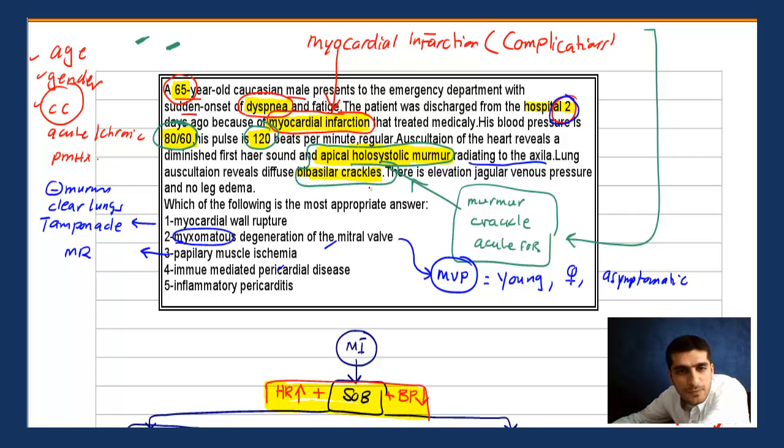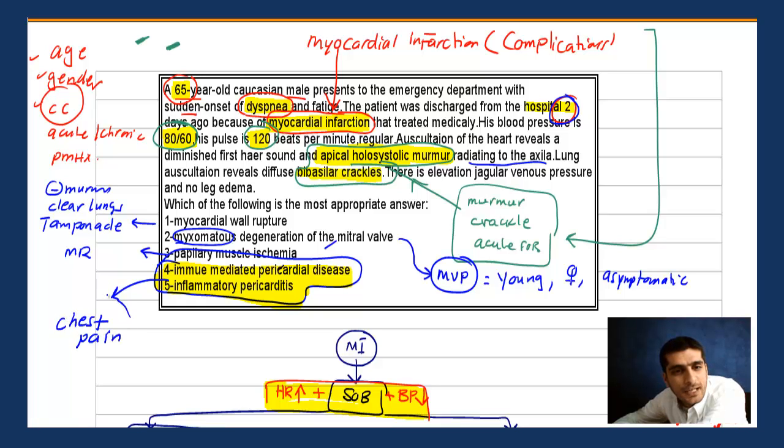Right. Now, immune-mediated pericardial disease and inflammatory pericarditis, which a lot of people love, and maybe they will choose it. At least my students in the beginning, when they came, always loved pericarditis. I don't know. Oh my God, they always make me crazy. Always the answer, pericarditis. I'm so excited. So it's okay. Pericarditis usually chest pain.